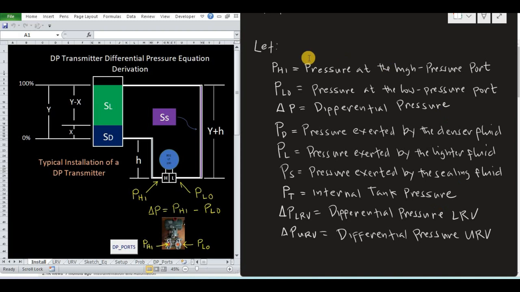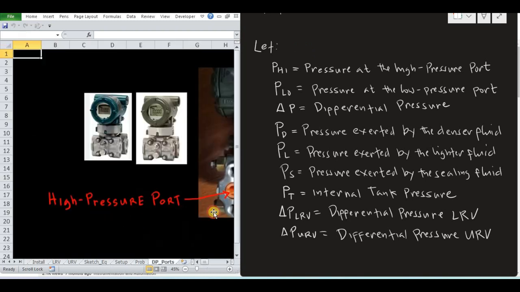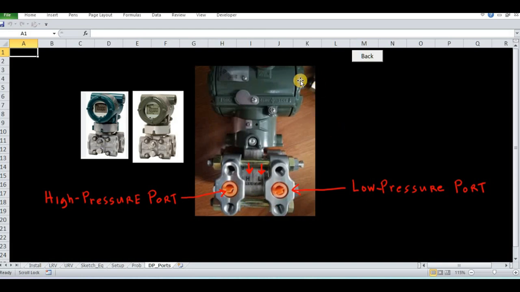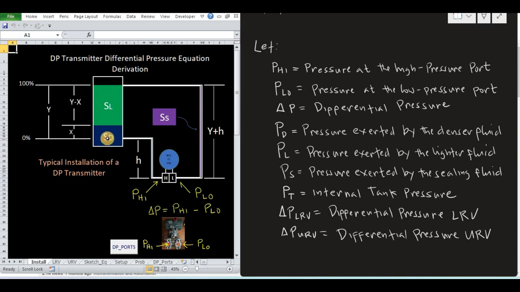As you can see on the screen here, I have already defined the variables that we will be using to derive the equations. And this is the actual photograph of a differential pressure transmitter depicting its two distinct ports. So this port here, labeled H, is the high pressure port of the transmitter, while this one marked L is the low pressure port. And these ports are linked to the high pressure and the low pressure tapping points on the tank via impulse lines. So shown on this diagram, this line here represents an impulse line connecting the low pressure tapping point on the tank and the low pressure port of the transmitter. Whereas this line here is the impulse line connecting the high pressure tapping point on the tank and the high pressure port of the transmitter.